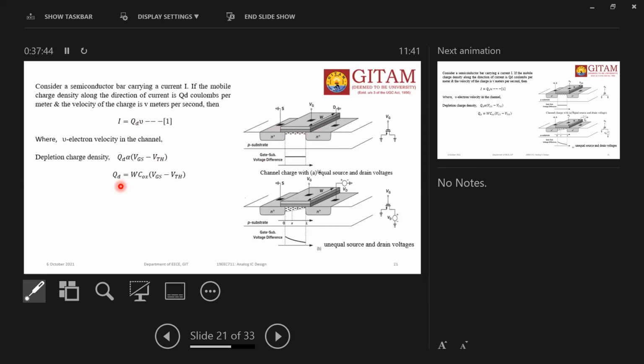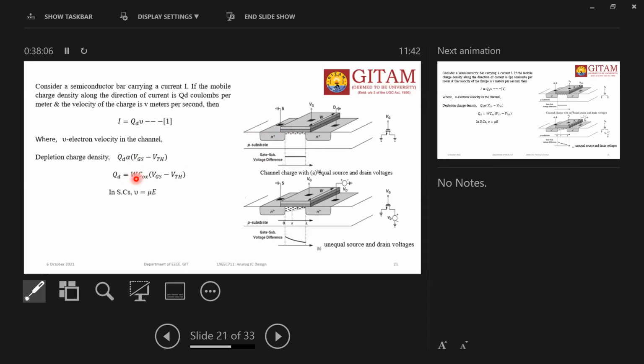So then the proportionality constant is W into COX. What is the W? W is the width of the channel. And COX is the oxide capacitance. So W into COX is the proportionality constant.